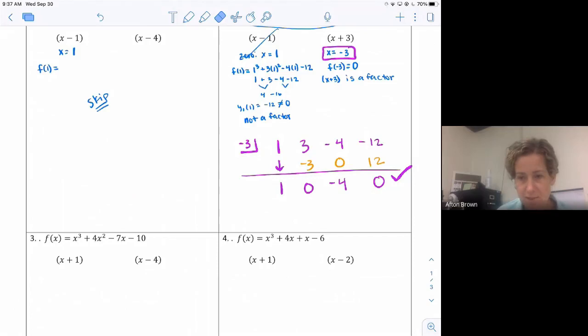Carson, were you able to get to here? Do you agree with my numbers on synthetic division? Yeah. Okay. Just a little confusing. Yeah, it is. And I know it's because there's so many steps and there's so many things to think about.